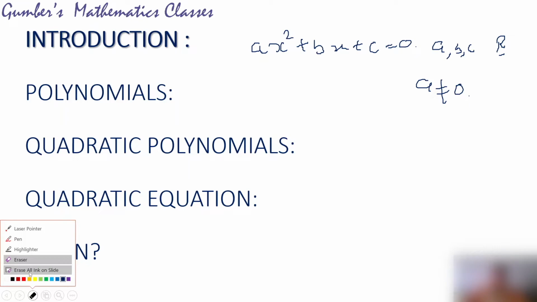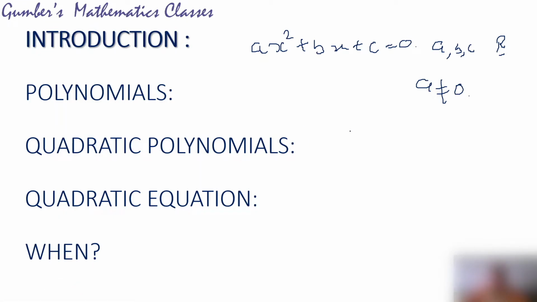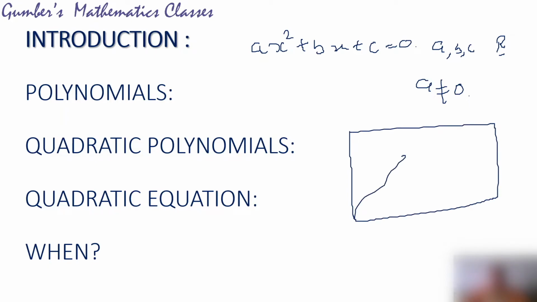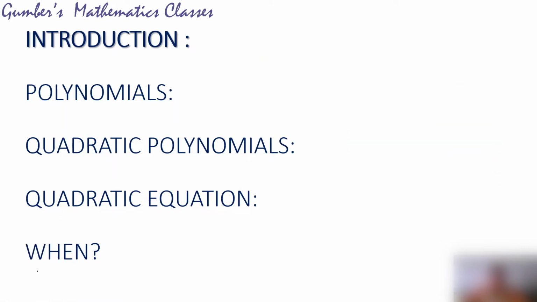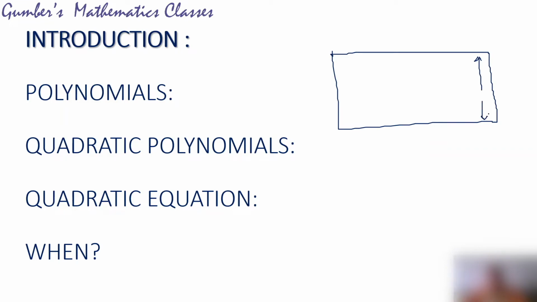Now the next point is why and when to use quadratic equations. Let us consider one example. I have a plot of area 300 square meters. Let us consider I want to purchase a 300 meter square area to prepare my new home, and I am considering that its length should be 1 more than twice its width.